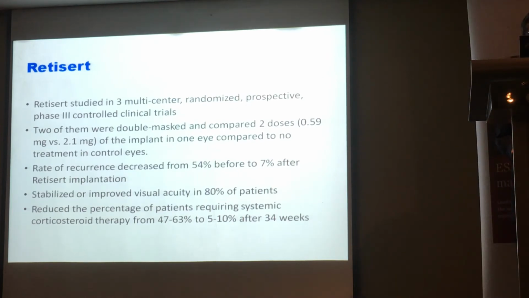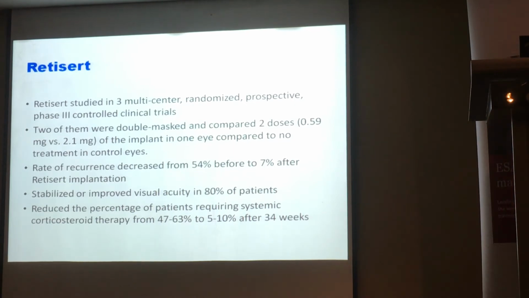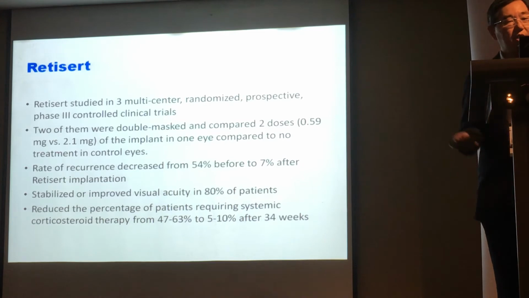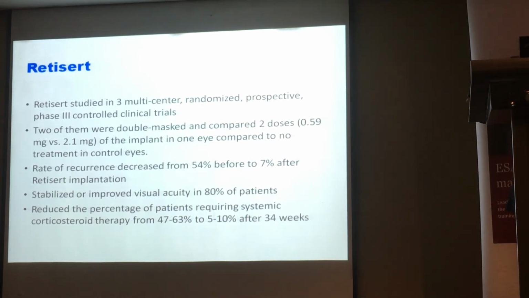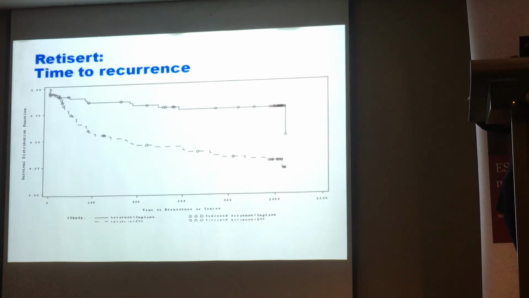There have been 3 multi-center randomized controlled phase 3 trials, 2 of them double masked, with 2 doses and so on. Right? Basically, you still have recurrence, but the rate of recurrence reduced from 54% to 7% after implantation. So this is really for people who have very recurrent and chronic inflammation. You can stabilize or improve visual acuity in 80% and reduce the need for systemic corticosteroid. So it's a good steroid-sparing option. Unfortunately, we don't have this.